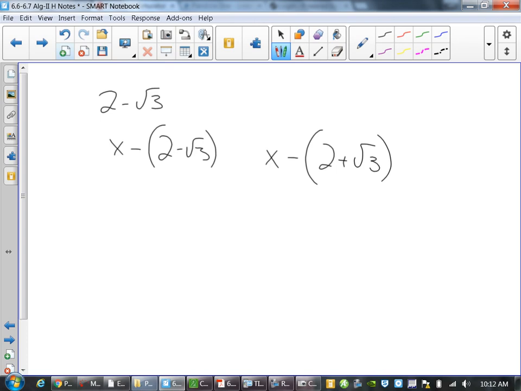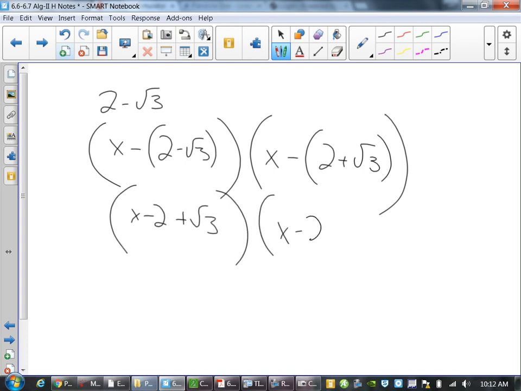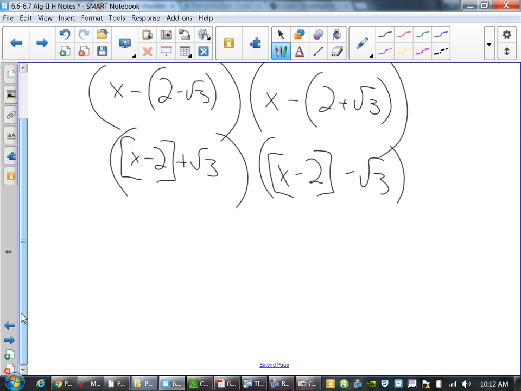If you have a 0 of 2 minus root 3, there has to be a matching one. So there has to be a 2 plus root 3. And I'll show you what'll happen: you'll wind up doing the exact same thing. When you distribute out, you get your x minus 2, this one becomes plus root 3, the other one x minus 2 minus root 3. And you see how it patterns itself through?